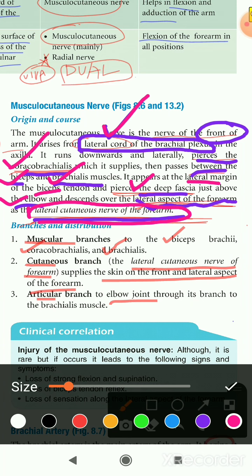So, what structures are supplied by this nerve? You can see the muscular branches. That means which muscles are supplied by this nerve? Biceps brachii, coracobrachialis, brachialis, the three muscles of the front of the arm. It pierces the coracobrachialis, so it will definitely supply it. It passes between the biceps brachii and brachialis, so while passing through these two muscles, it will also definitely supply the biceps brachii and brachialis muscle.